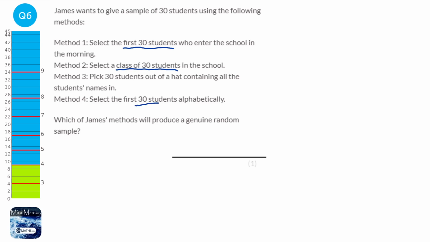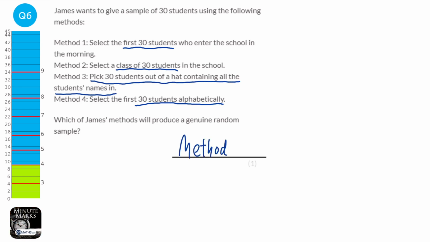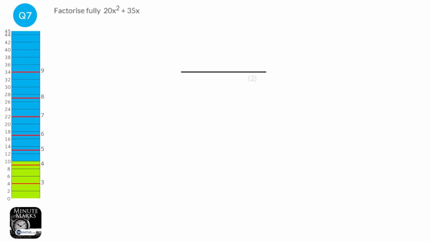It might seem that it's fair that picking the first 30 students alphabetically, so A to F or whatever, again, that's not fair, because the people at the end of the register don't have an equal chance of being picked. So you need to make sure everyone in your population has an equal chance of being picked. So picking 30 students out of a hat containing all the students' names in is definitely the fairest way of picking a sample from this list.